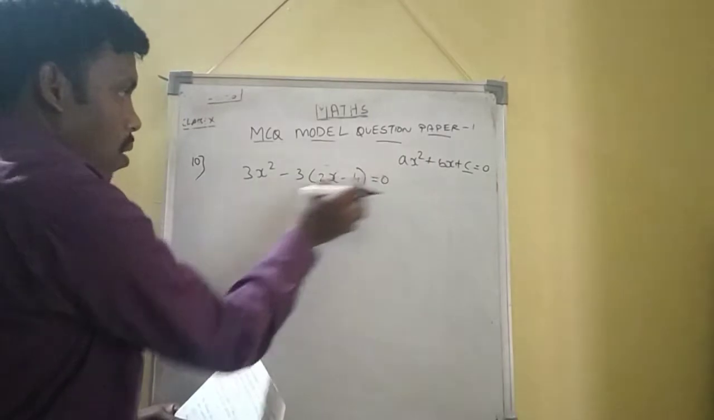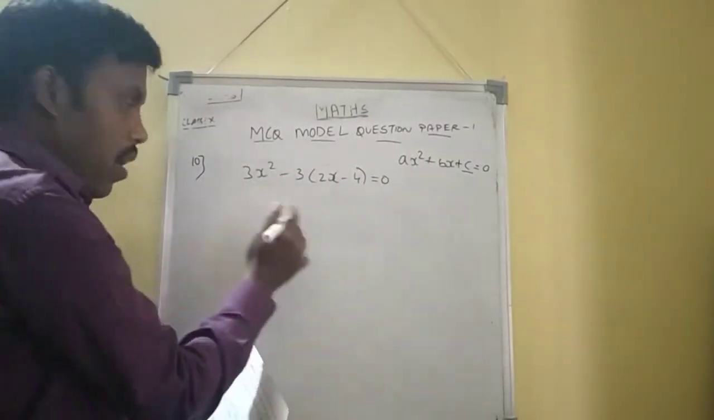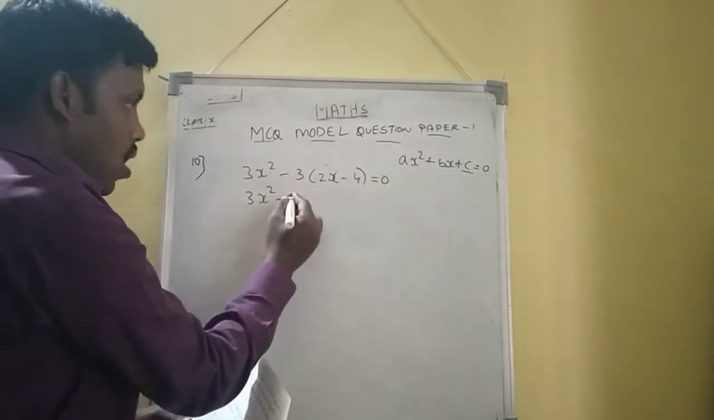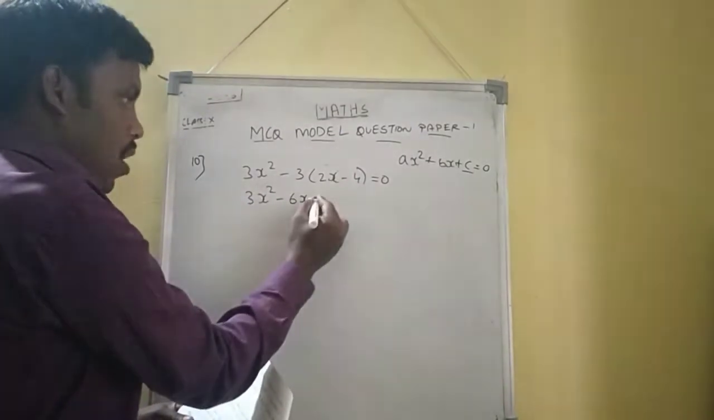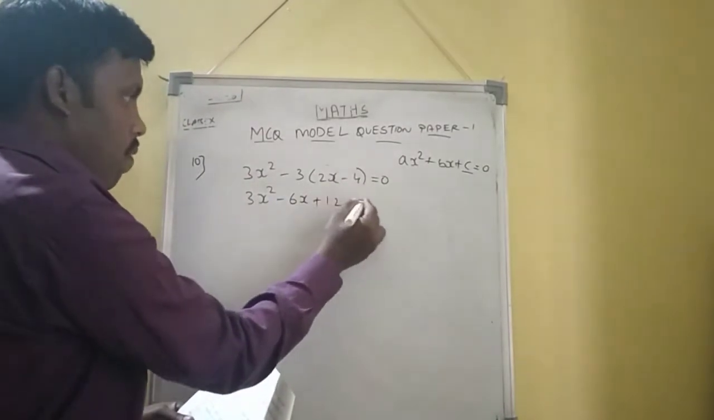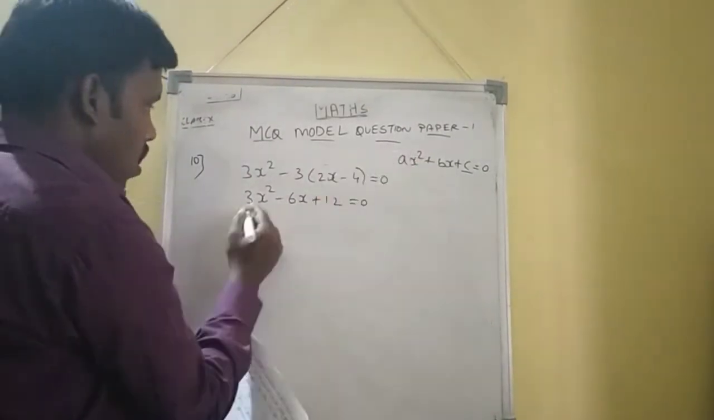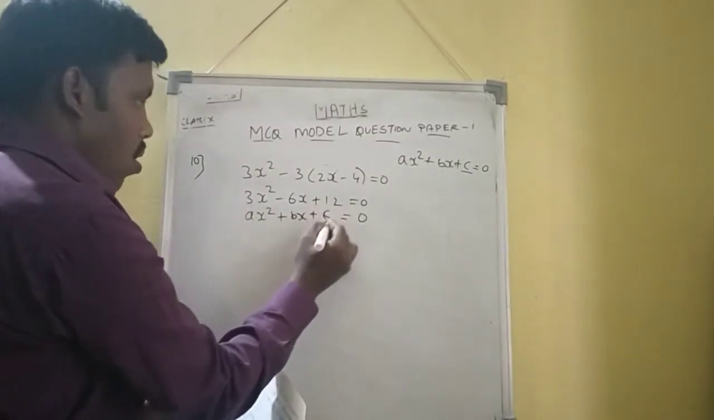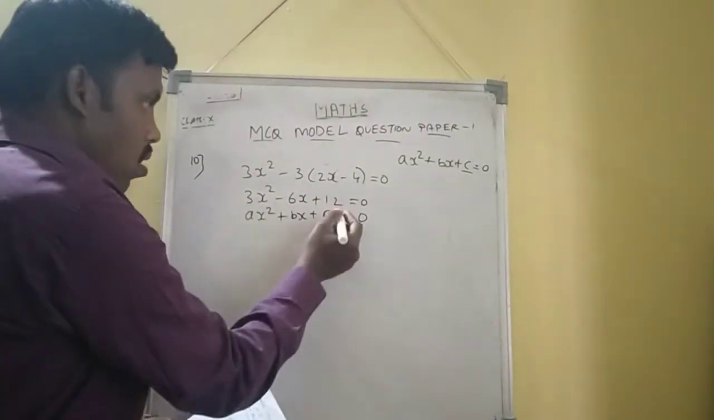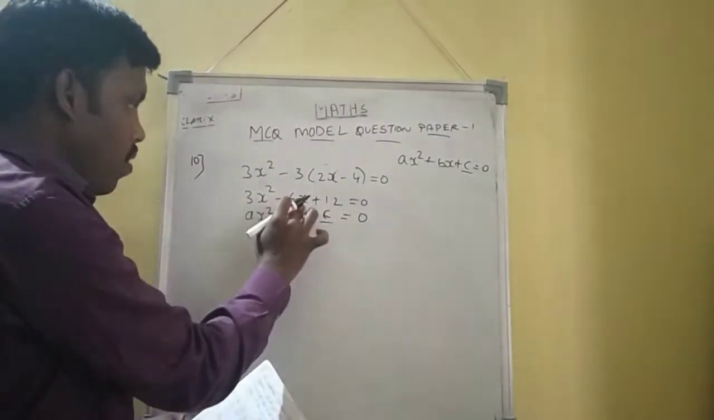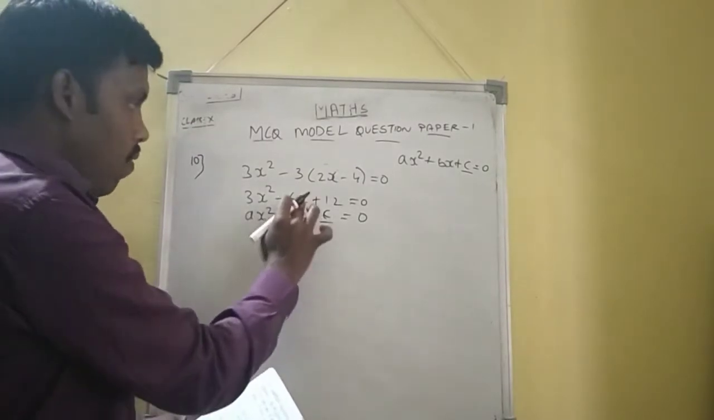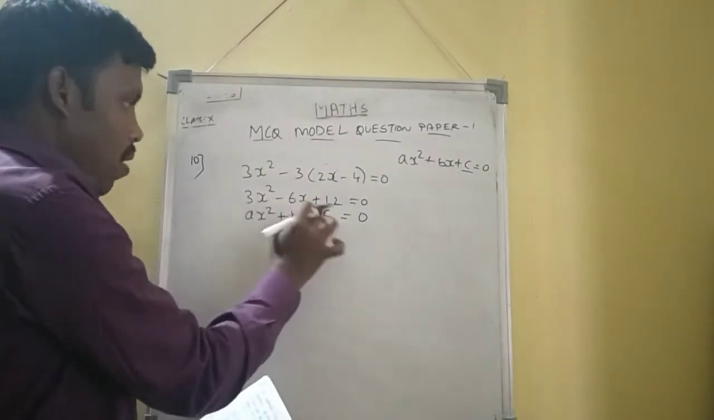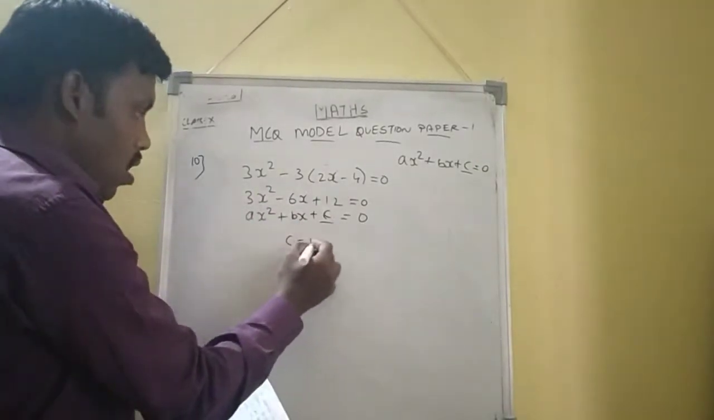So how do we reduce? We will multiply by this 3 and remove the bracket. So 3x square minus 3 into 2x, that is 6x, minus 3 into minus 4, that is plus 12. So we compare with the standard form, ax square plus bx plus c is equal to 0. I told you the constant term is c. C is constant, there is no variable there. Here x is a variable because x is unknown. So a and b are the variable terms. The constant term is c, so c is equal to 12.